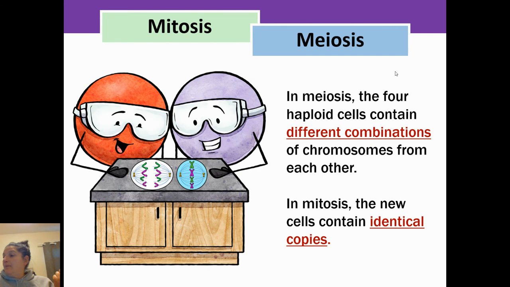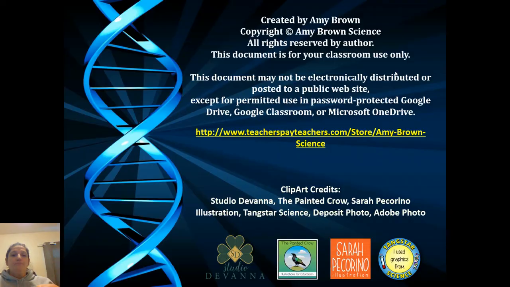Finally, in meiosis, the 4 haploid cells contain different combinations of chromosomes from each other. In mitosis, the resultant cells are identical. So again, the result of meiosis, right? 4 haploid cells, totally different from each other, completely different from the parent cell. In mitosis, the result is 2 daughter cells, which are identical to the parent cell.